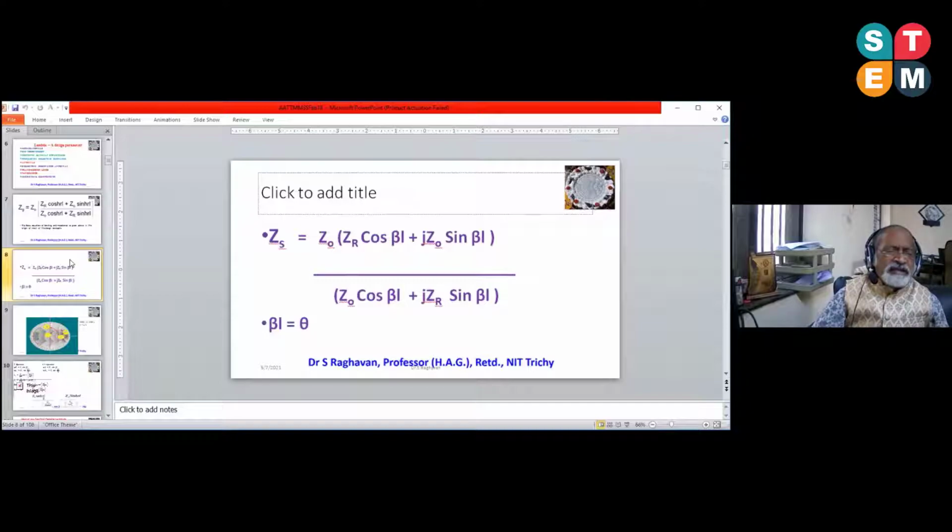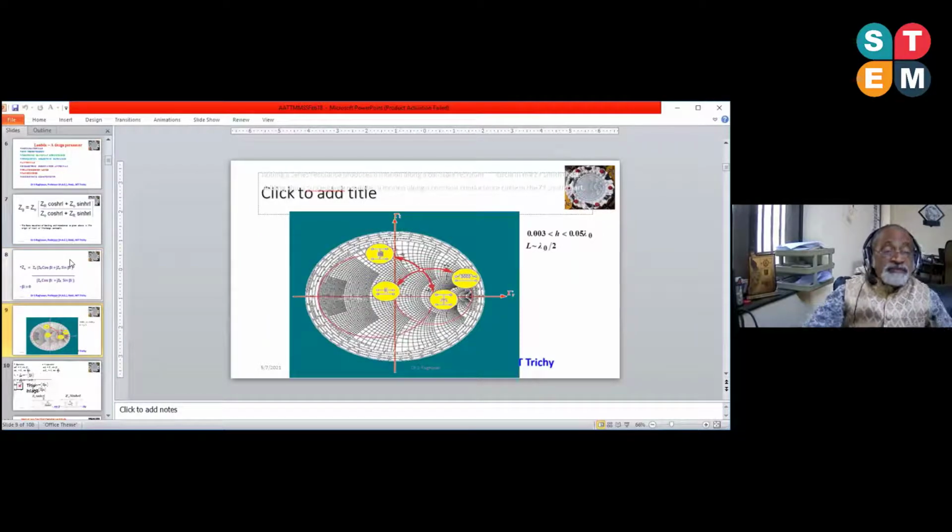If you want to get ZSC, put ZR equal to 0. If you want ZOC, put ZR equal to infinite. So that way you get jZ0 tan beta L. ZOC is Z naught by j tan beta L. j in the numerator is inductor, j in the denominator is capacitor. That is what is given in the Smith chart. See, nothing more than that. You got only L and C. That can be in series or parallel.